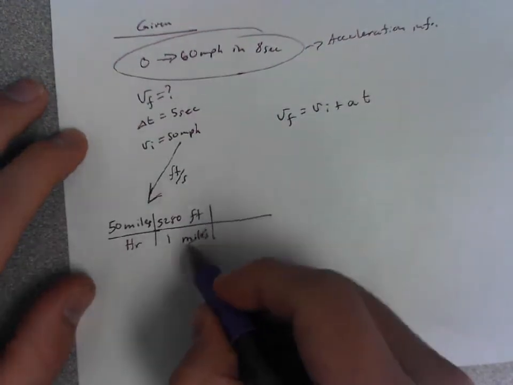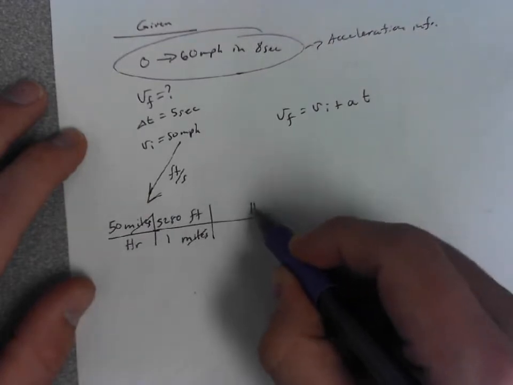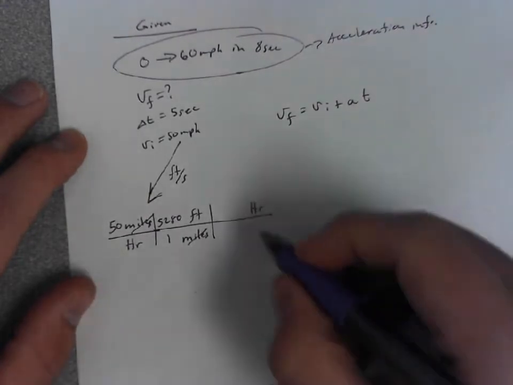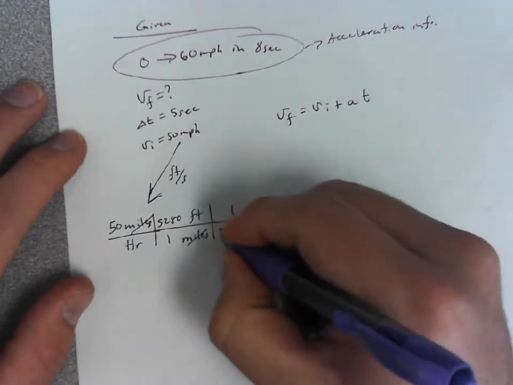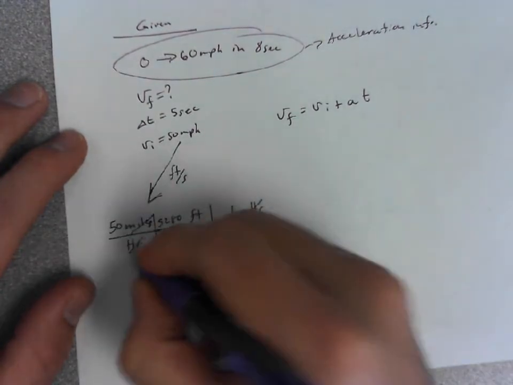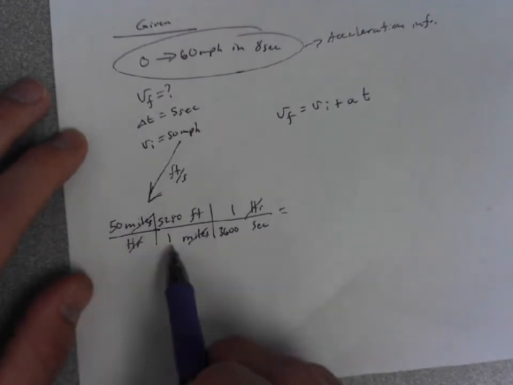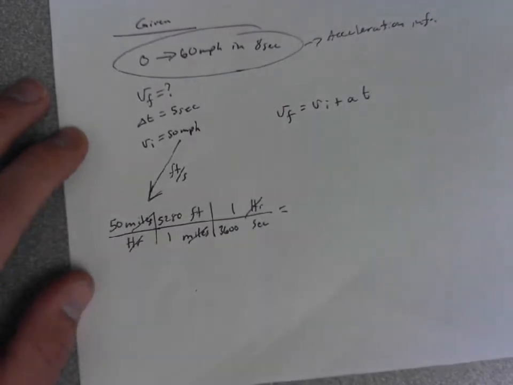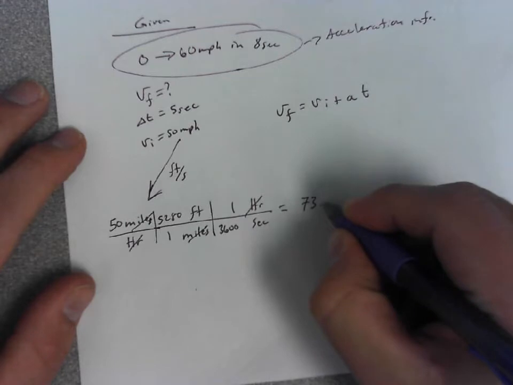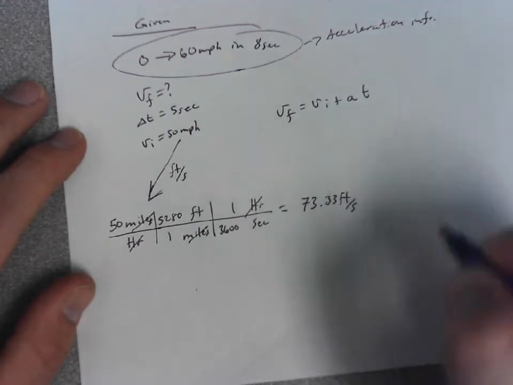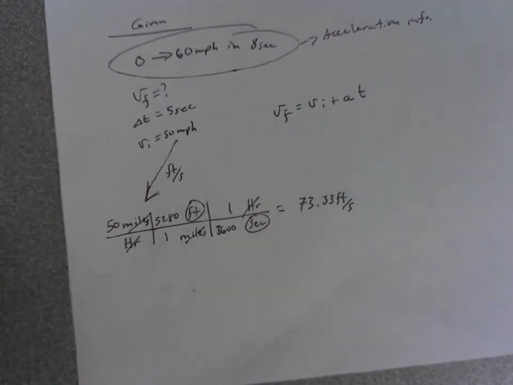Now my miles cancel, I need to get rid of hours now. So since hours is on the bottom here, I want to put it on the top over here. So you got hours there, okay, and I want it in seconds. So in 1 hour, you have 3,600 seconds. Hours cancel. So plug that in, do 50 times 5,280 divided by 3,600. You should get a value of 73.33 repeating in feet per second. I've got feet on top, seconds on bottom. That's how I know I did it right. My end units confirm that.